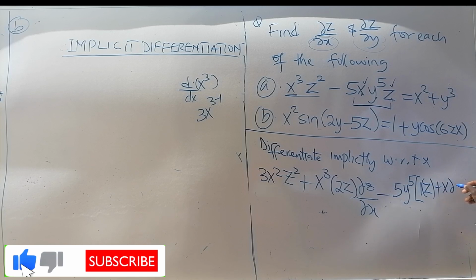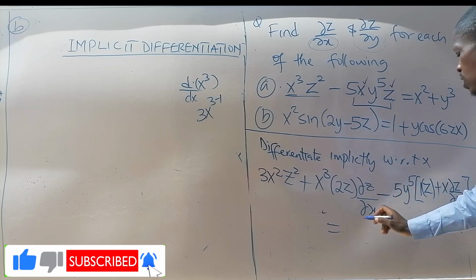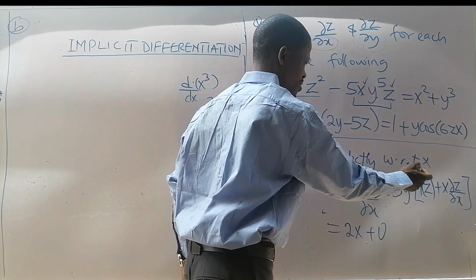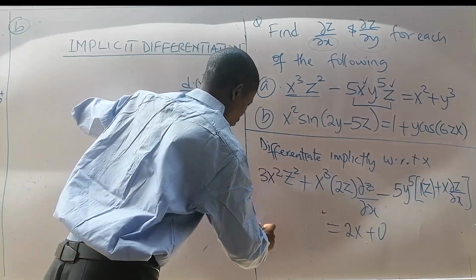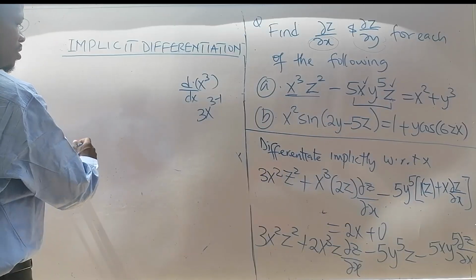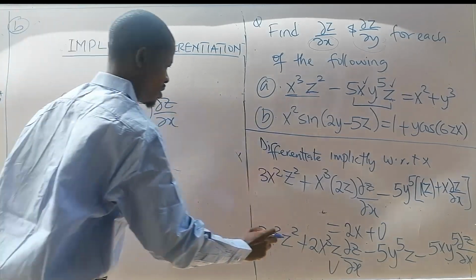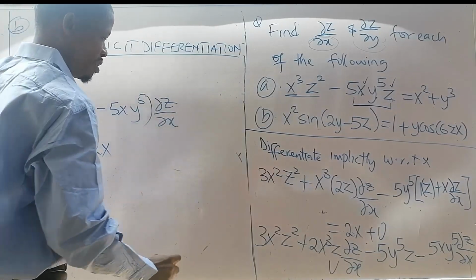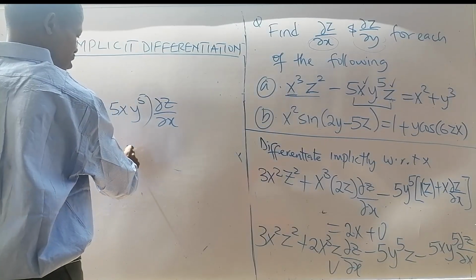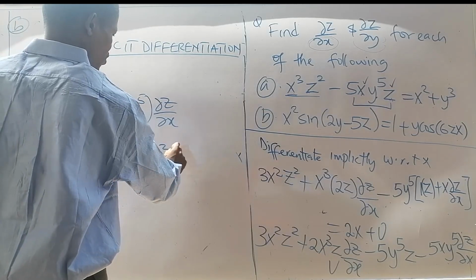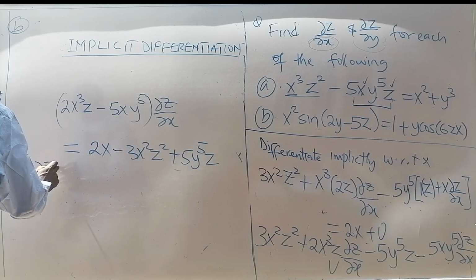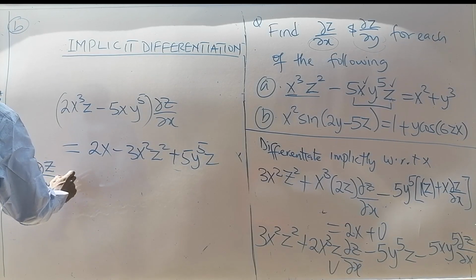That will be del z/del x equal to, this will be 2x. This is y. That's the x. Let's bring them together. But before that, do the expansion. We now have equal to, here we have 2x. So bring the other variable to the other side. So minus 3x squared z plus 5y cube z. So finally we have del z/del x equal to this one.